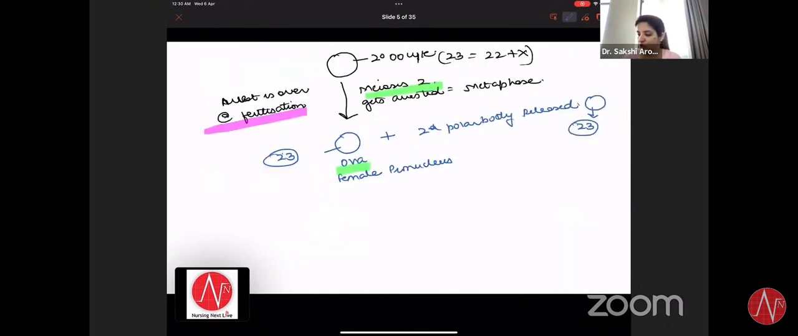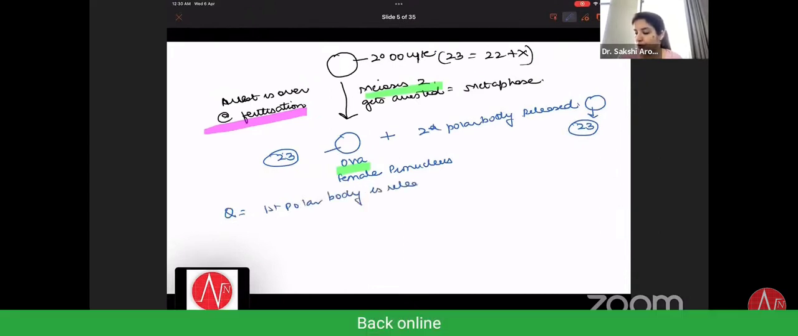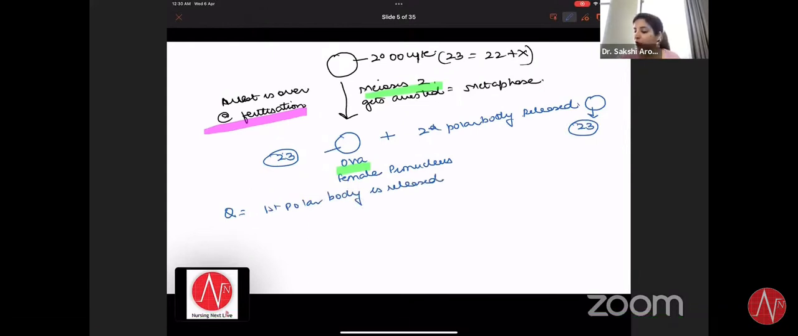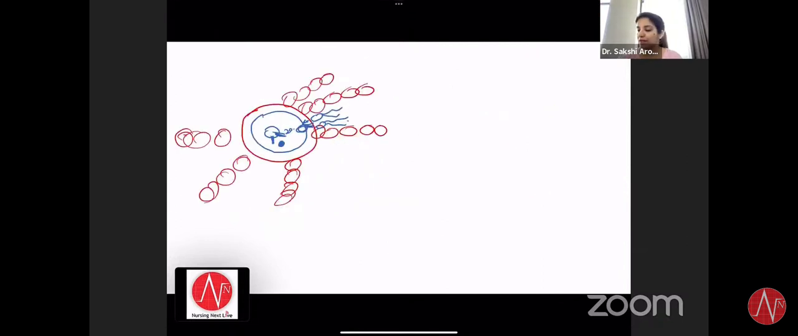So if I ask you 2 questions, when is the first polar body released? First polar body is released at the time of ovulation. And when is the second polar body released? Second polar body is released at the time of fertilization. Clear? So with this basic concept, we are going to talk about the menstrual cycle now.